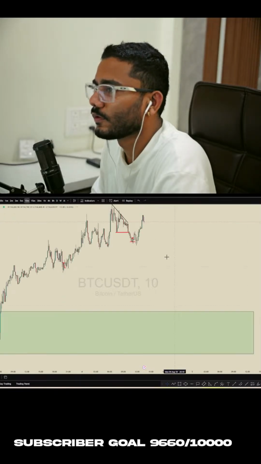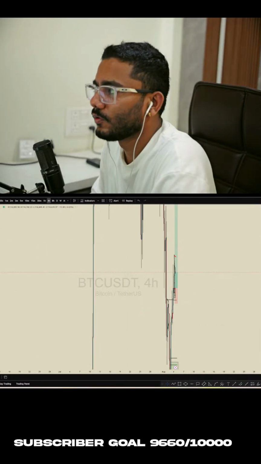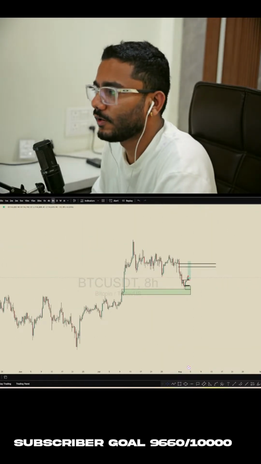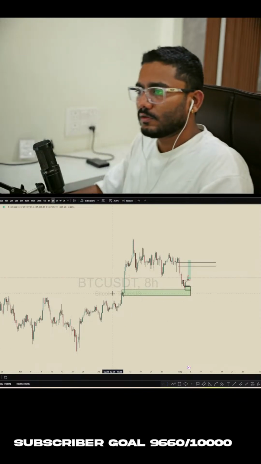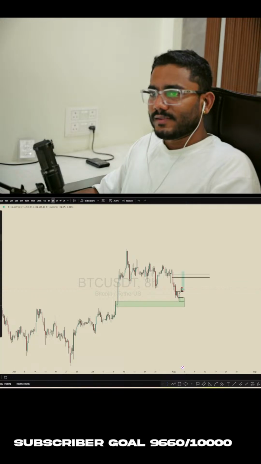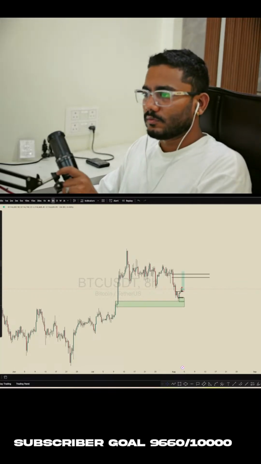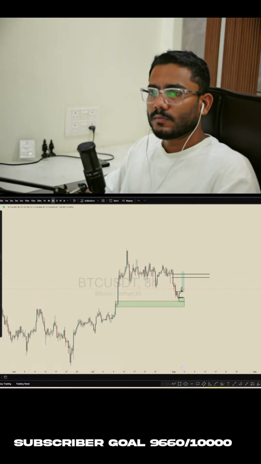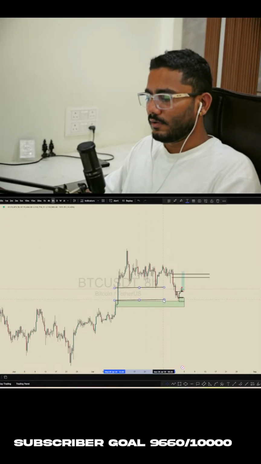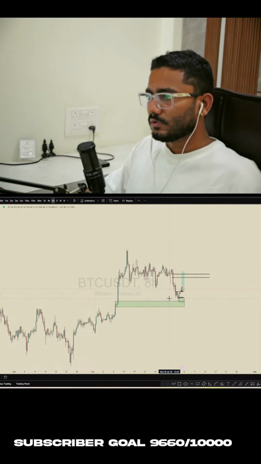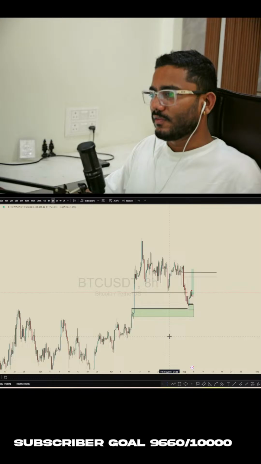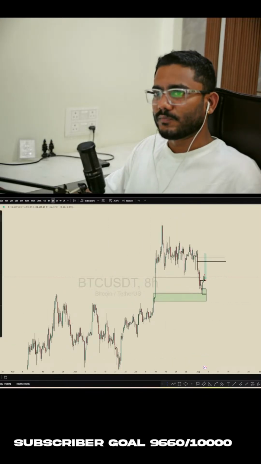BTC. On BTC, if you try to understand the structure, price created this imbalance. Price has created this imbalance, and right here price has created this imbalance. We have this order block, like this structure.